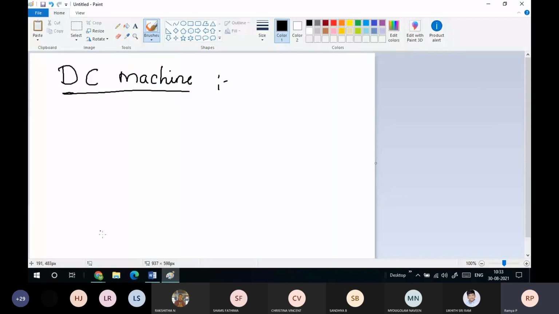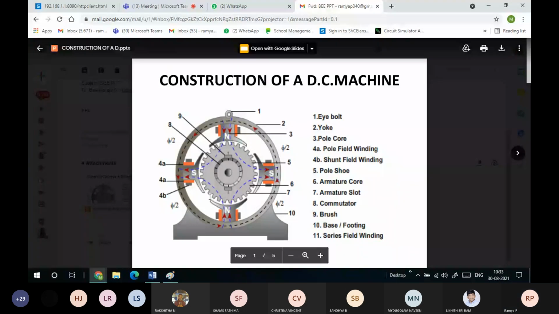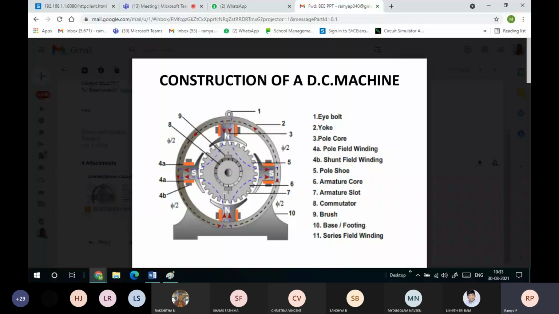I think, is this visible for you? The diagram, construction of a DC machine. See, this is my DC machine. You can see the different parts here, wherein they have given the numbers. Try to understand with the numbers.